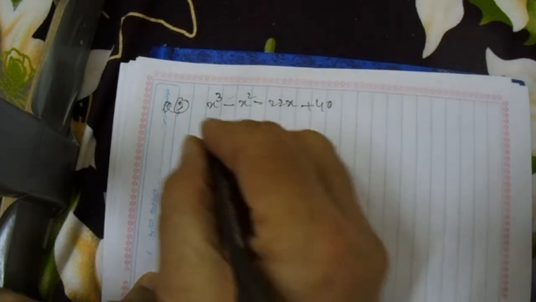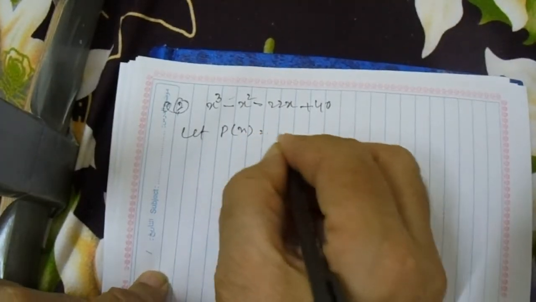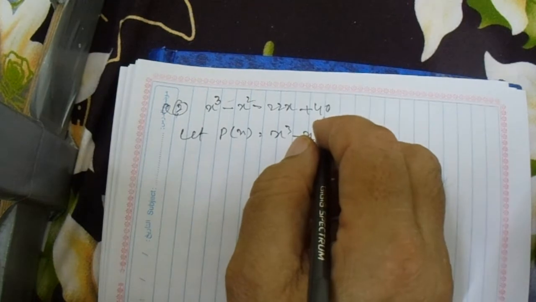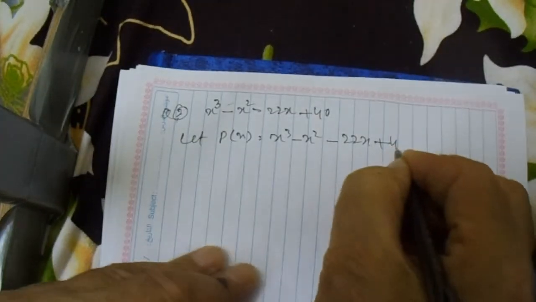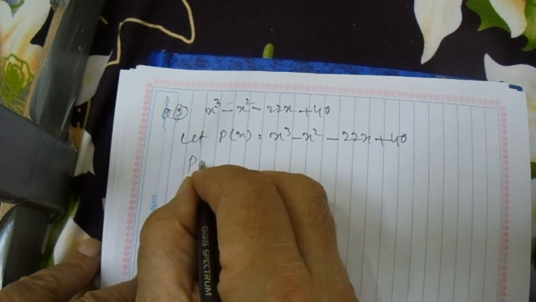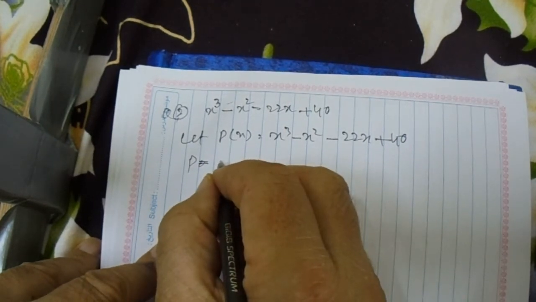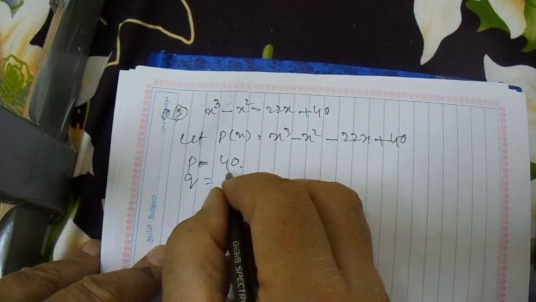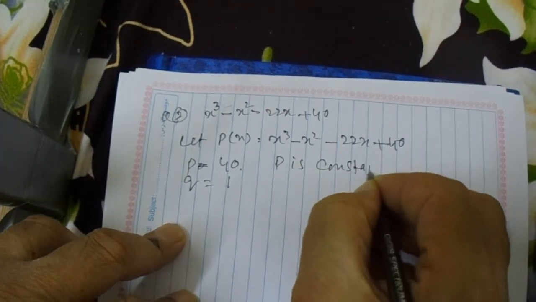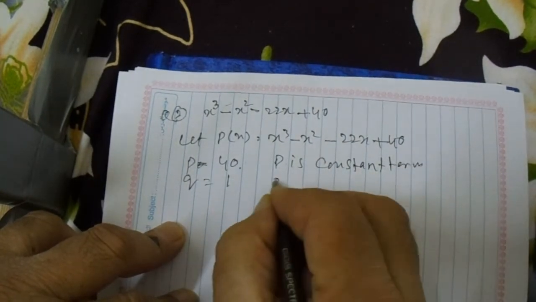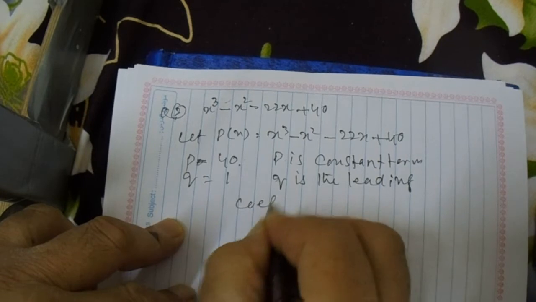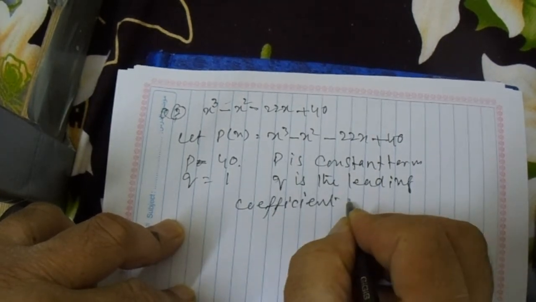Now let p(x) = x³ − x² − 22x + 40. The possible factor p = 40 and q = 1. p is the constant term and q is the leading coefficient of p(x).